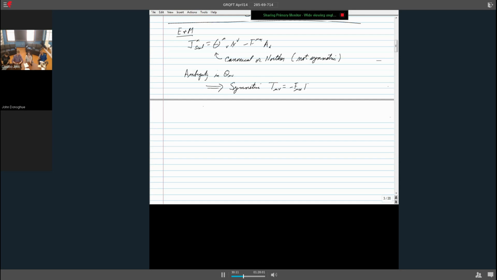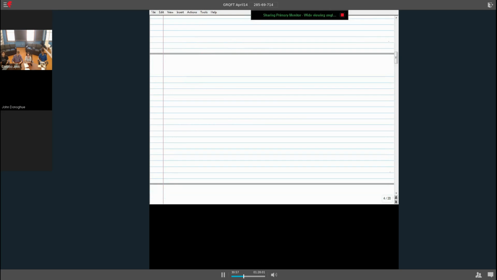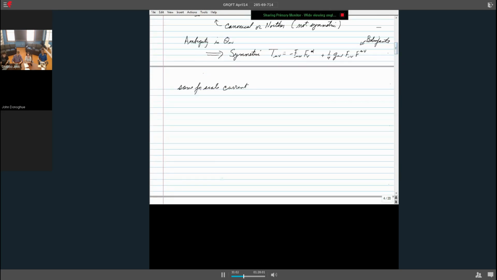But then we showed that there was this ambiguity in theta mu nu, where you could add total derivatives, and we converted this to a symmetric one, which we called T mu nu, which is minus f mu alpha f nu alpha plus 1/4 g mu nu F lambda sigma F lambda sigma. This was the Belinfante tensor.